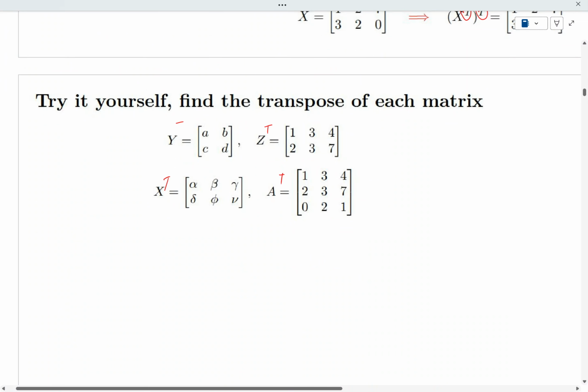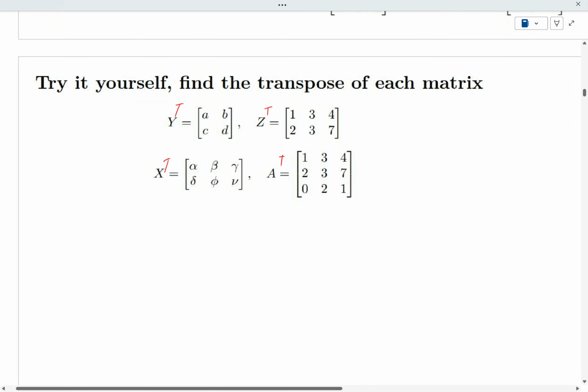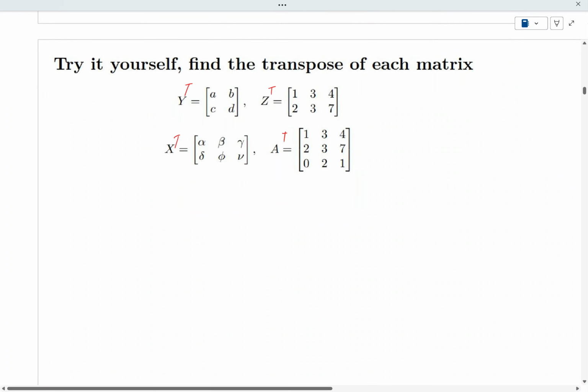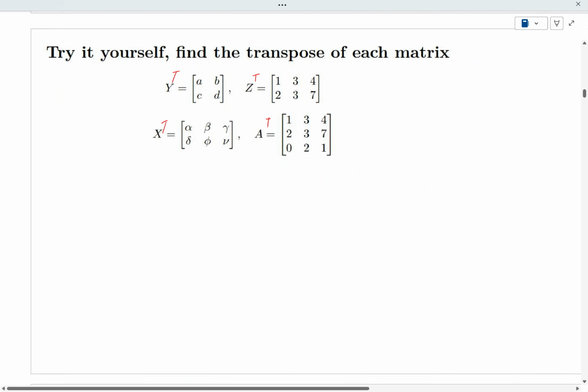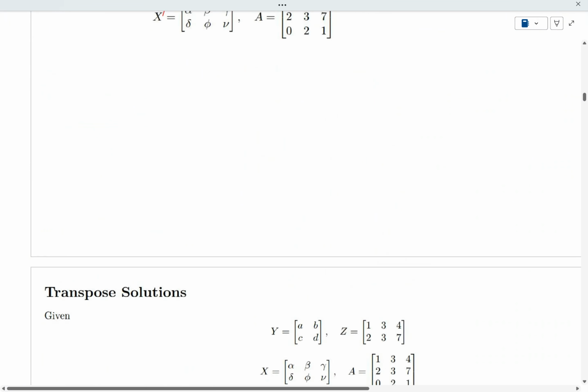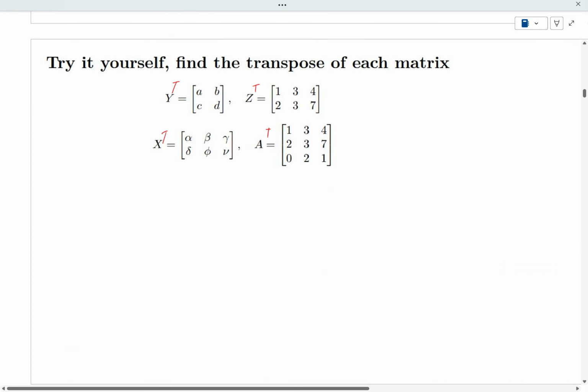All right, what is this? Okay, pause the video. You can give this a try. And the solution is in the next slide. Okay, so pause the video. Make sure you do it.